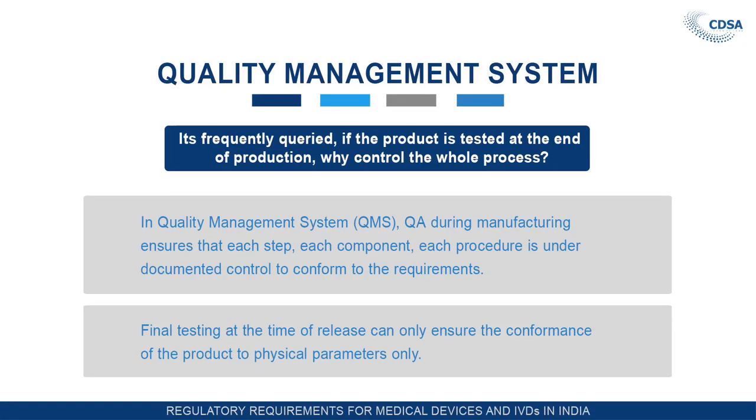It is frequently queried: if the product is tested at the end of production, why control the whole process? This is a very common question. I manufacture a medical device in my plant, and when it is manufactured and packed, I send it to my laboratory for complete testing, and it complies with the standards required. So why do I require a QA system at all? This was very common in the earlier days.